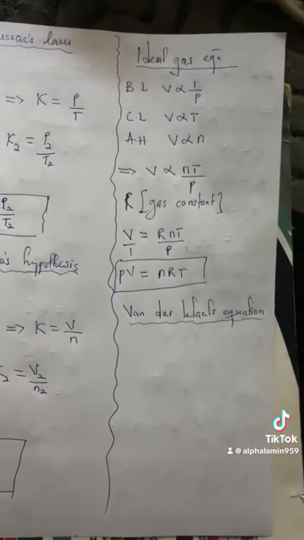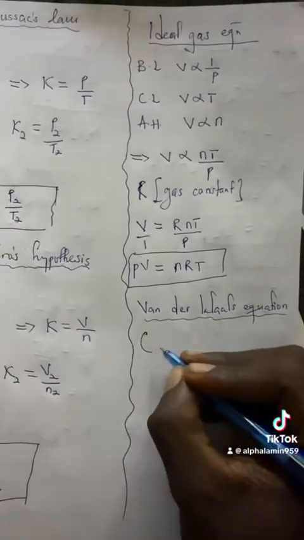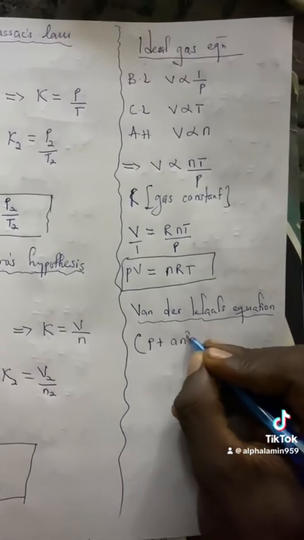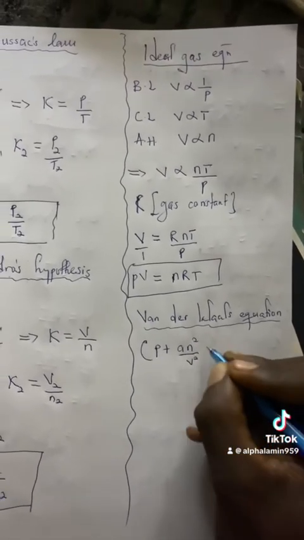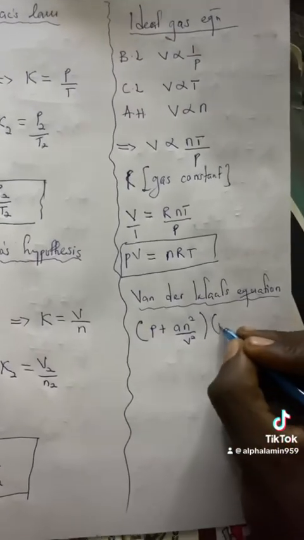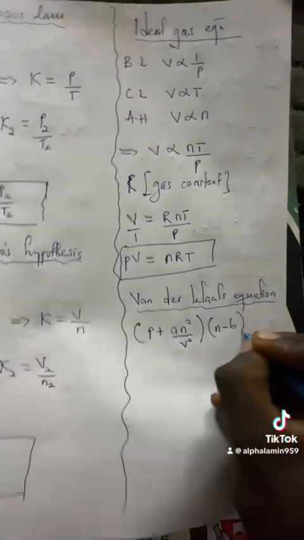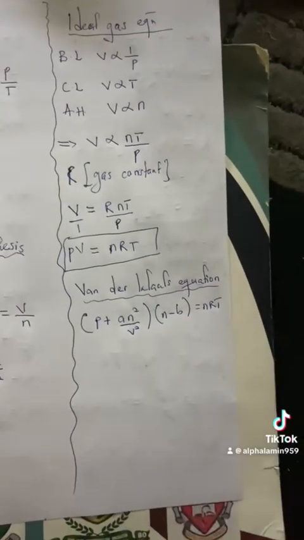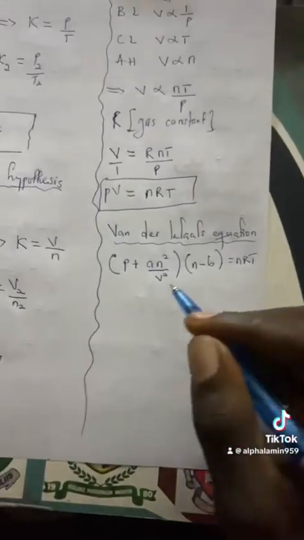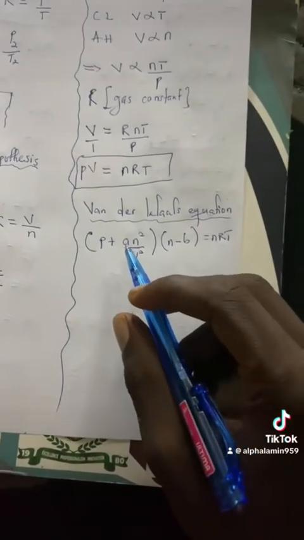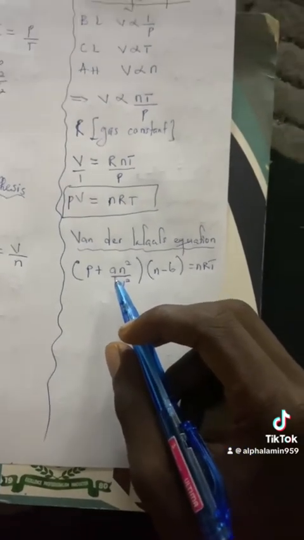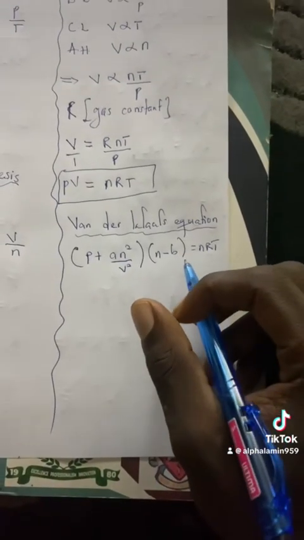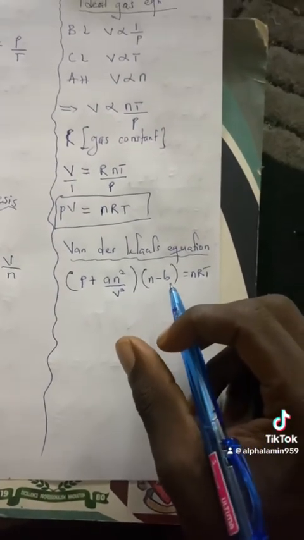So it is P plus an squared over V squared, into V minus nb, all equals nRT. So a accounts for the intermolecular forces that exist between the gas molecules, that's for real gases, and b accounts for the extra volume that exists in the gas molecules.